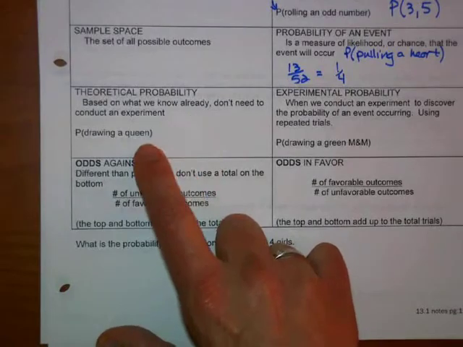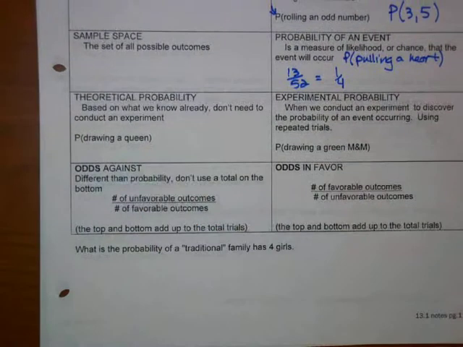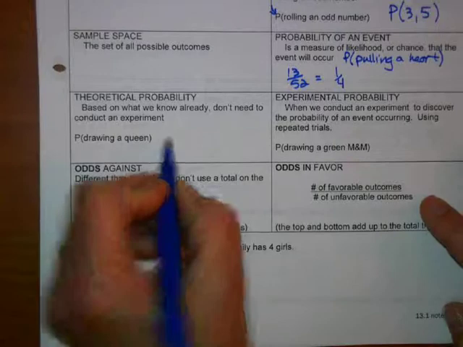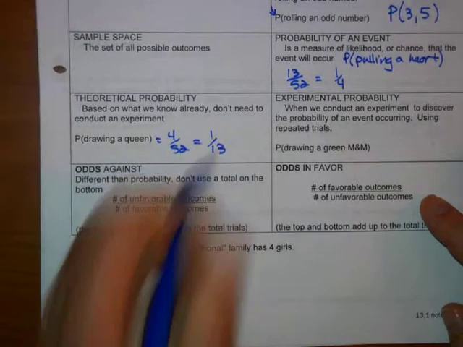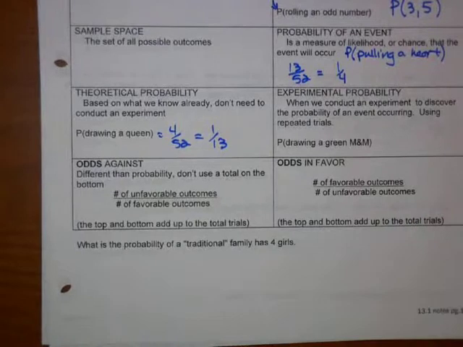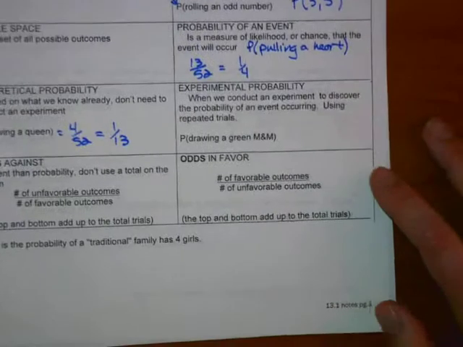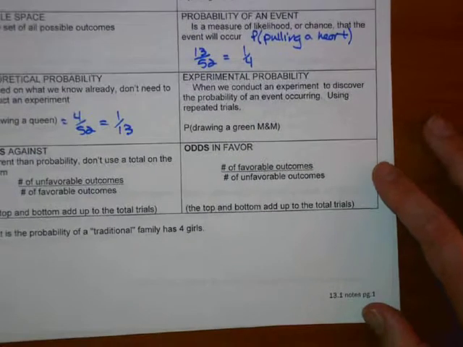So what's the probability of drawing a queen out of a deck of cards? How many queens are there? 4 out of 52. So it's a 1 out of 13 chance. Because we know that. We don't have to conduct an experiment to find that out. That's theoretical probability. Experimental is when you do have to conduct an experiment.